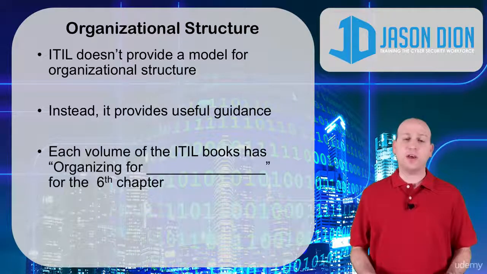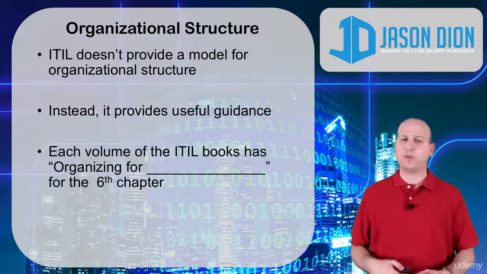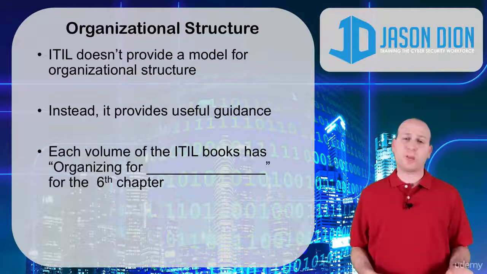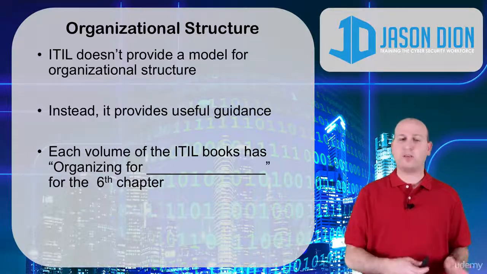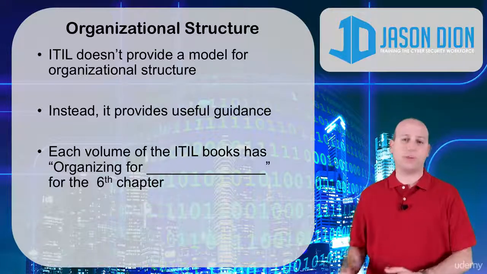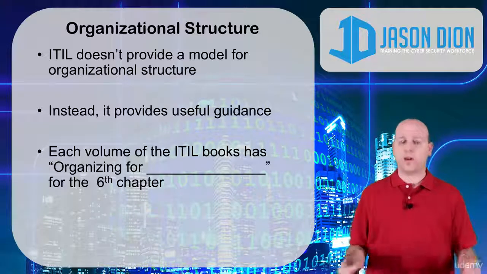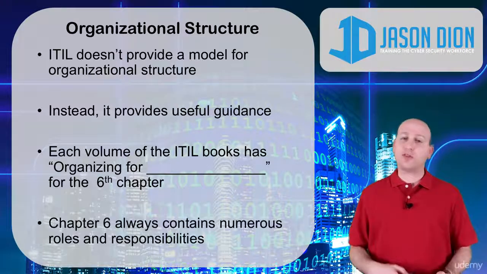And the way it does this is in each of the ITIL books, so whether you're looking at the risk management one or the service management one or whichever one it is, if you go to the 6th chapter, you're always going to find it saying organizing for blank, right? And that's organizing for service management, organizing for risk management, organizing for whatever it is, incident response. So the 6th chapter is always going to have that for you.